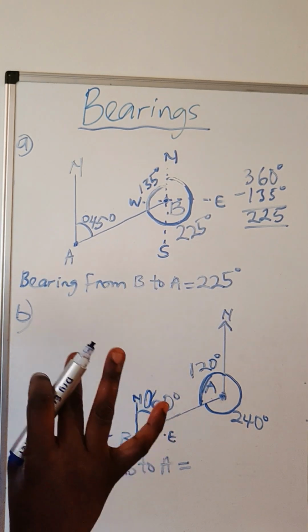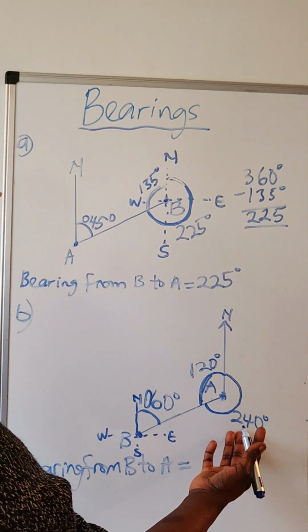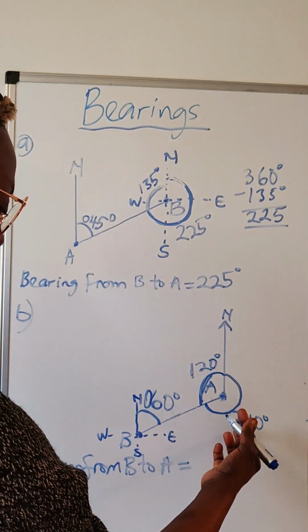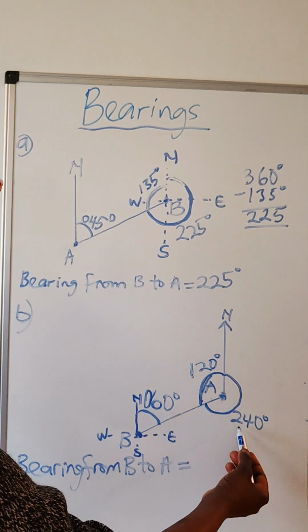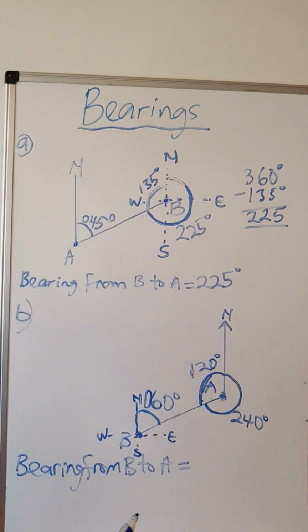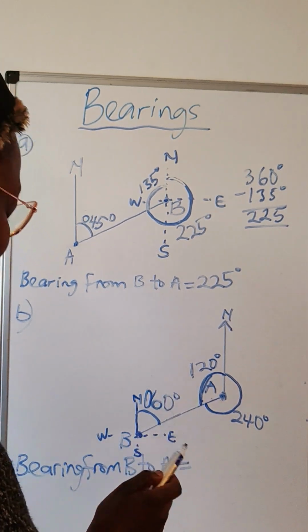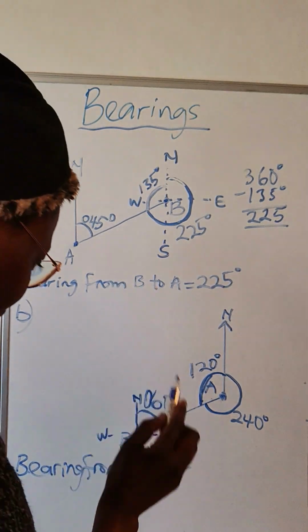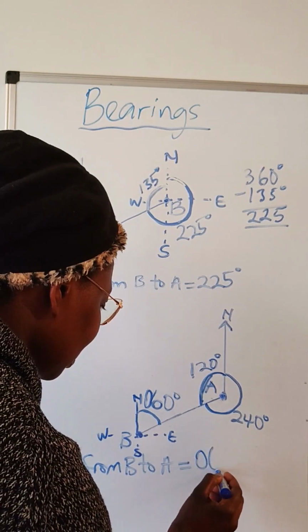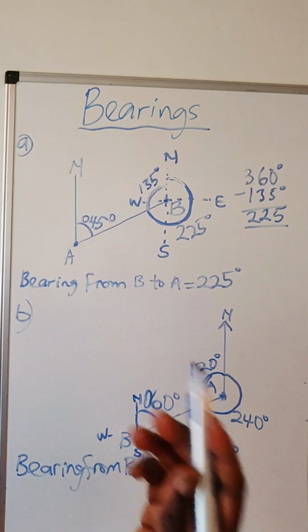I'm going to explain it in 2 ways. For us having 240 degrees here, trying to calculate the reverse of this bearing, and 240 is more than 180 degrees, we subtract 180 degrees from 240 degrees and we are left with 60 degrees. So the bearing from B to A will be 060 degrees. That is 60 degrees. In bearing, we write with 3 figures. So we have 060 degrees for the bearing from B to A.